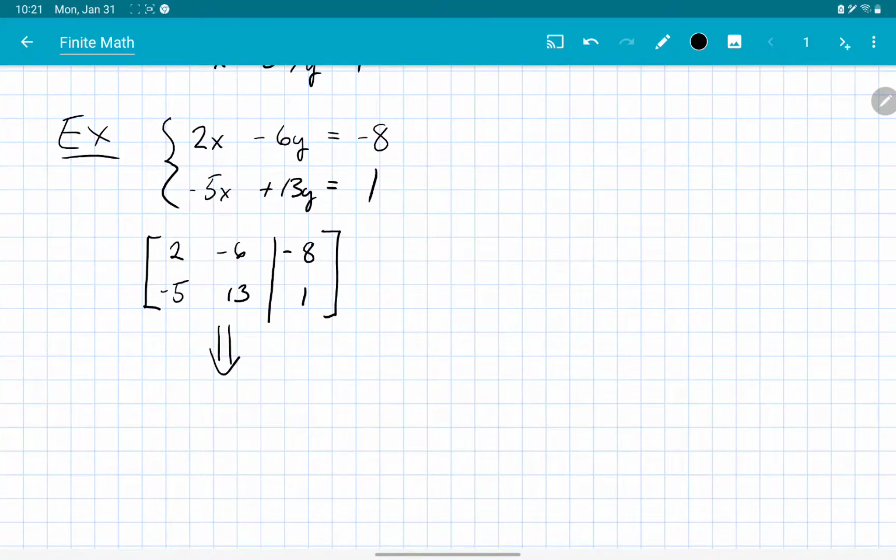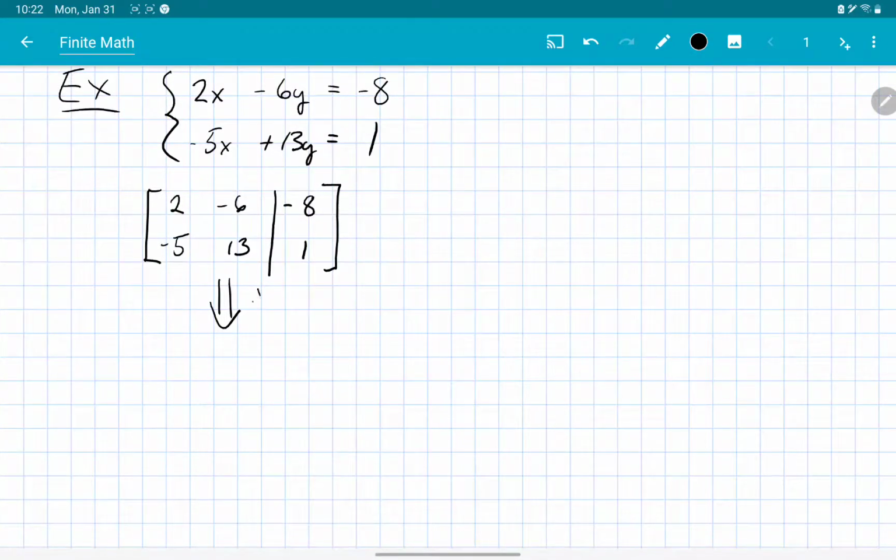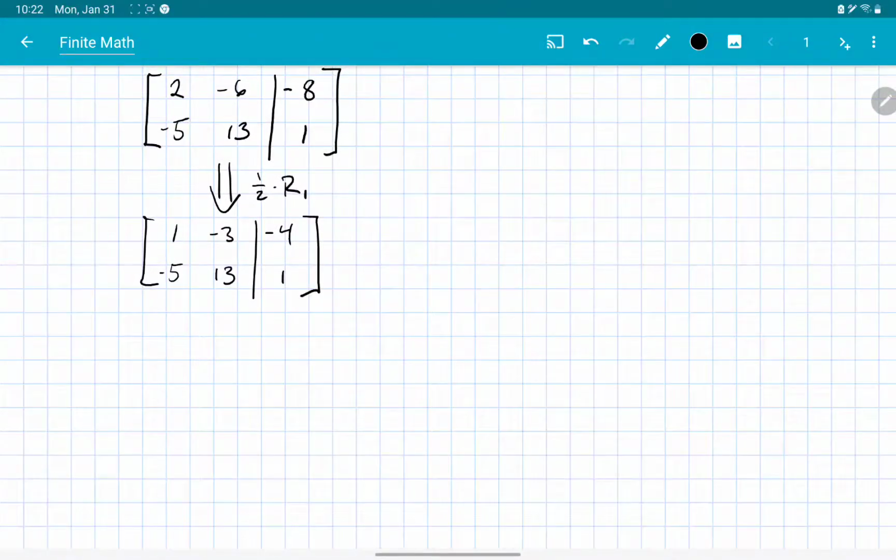So now we want to make a move. We're going to take 1/2 times row 1, or row 1 divided by 2, so we can get a 1 here. And then I'm leaving row 2 alone. So there's our new matrix. I've just multiplied row 1 by 1/2. Now I'm going to multiply row 1 by 5 and add it to row 2.